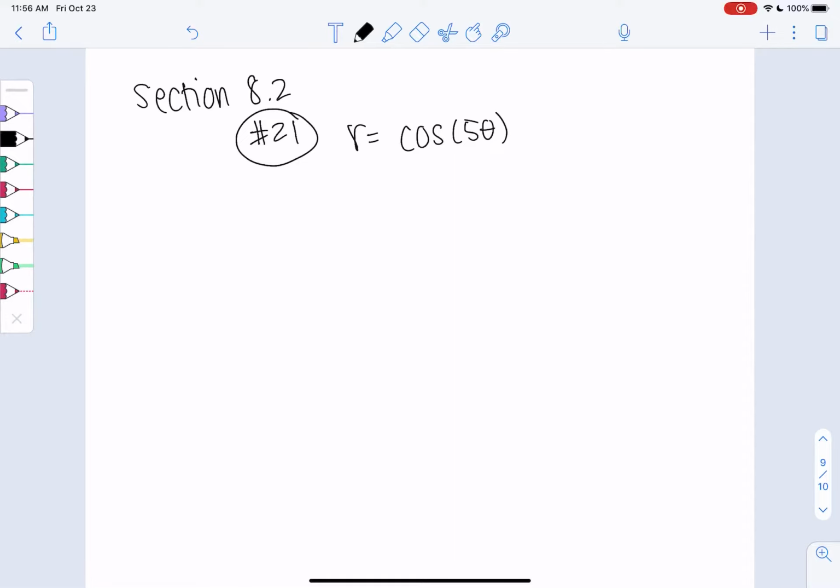We had a question on section 8.2, number 21, r equals cosine 5 theta. So first I'm just going to figure out what type of curve this is. The main thing I want you to leave this class with is just being familiar with the shapes. Maybe not an expert at these curves, but if you're familiar with the shapes, that will help you in calc. So what shape is this?